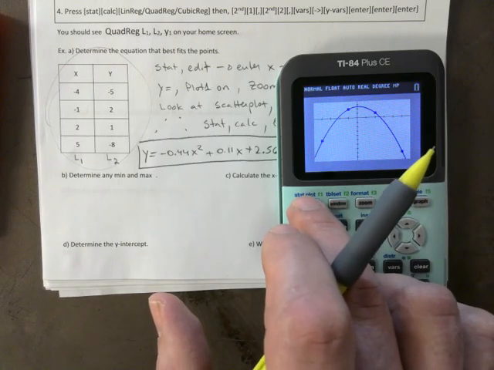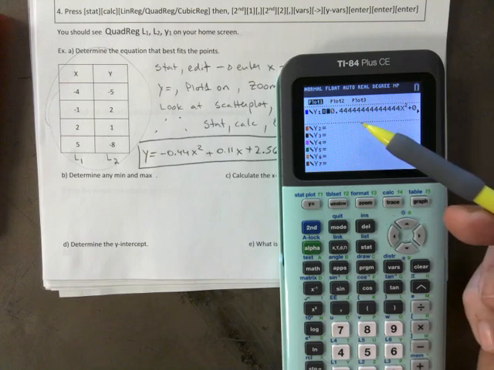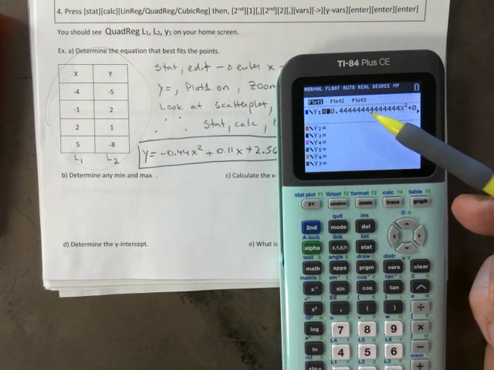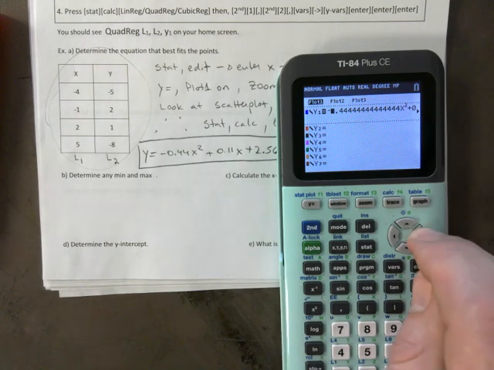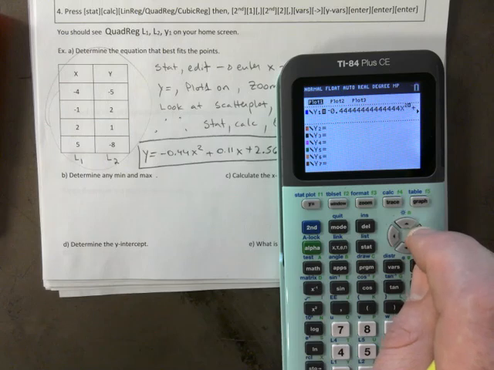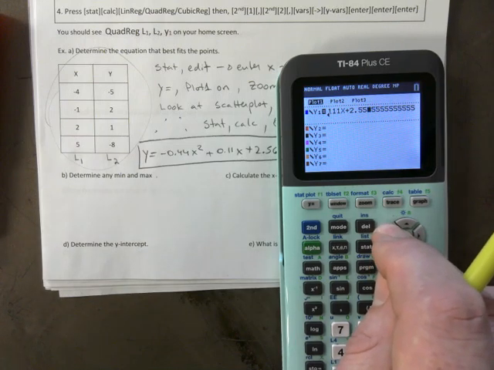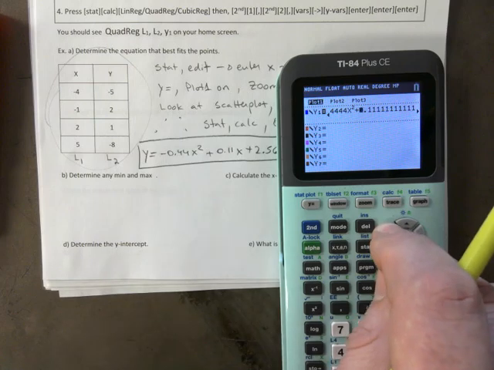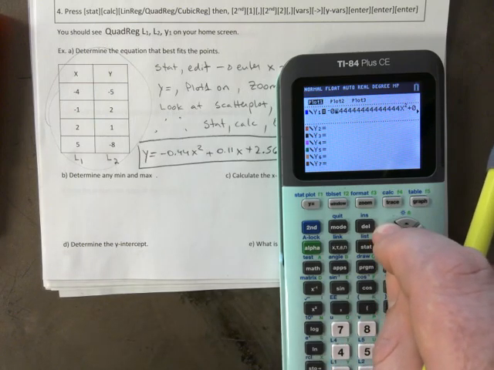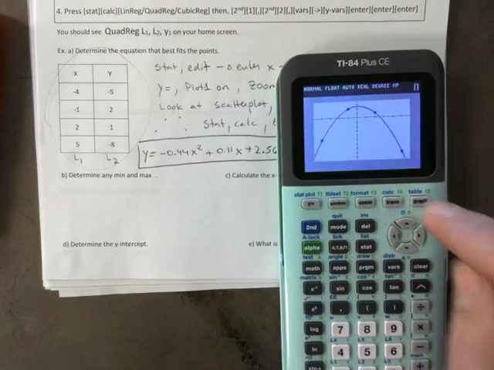Press y equals. You will see the equation pasted in here, right? It stored it into y1. So it uses every single decimal place. So if you keep scrolling to the right, you'll see that whole beast is in there, right? And that's what we want. We want it to be as accurate as possible. So use all the decimal places.